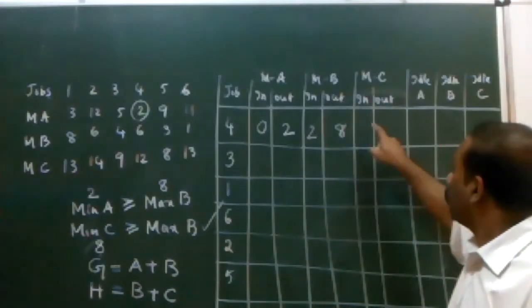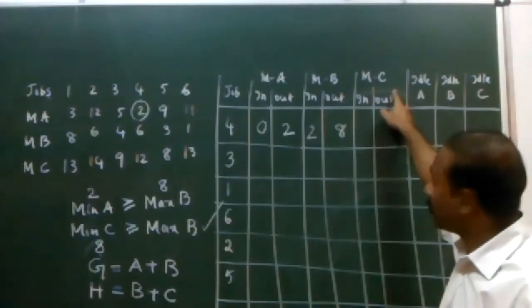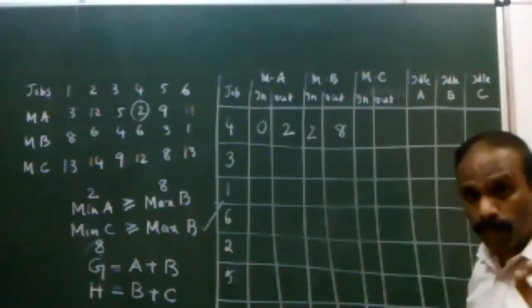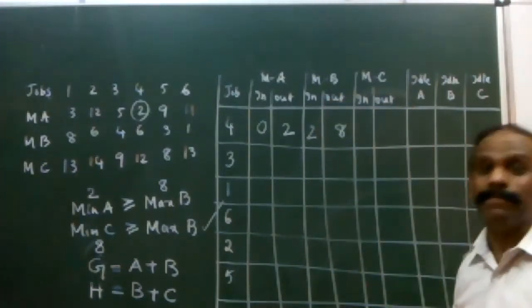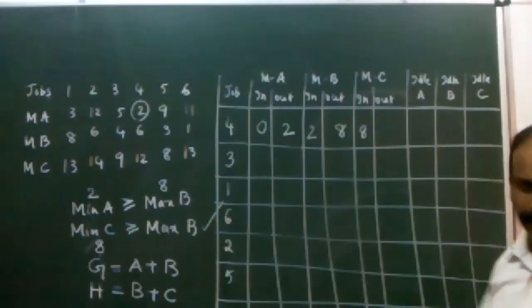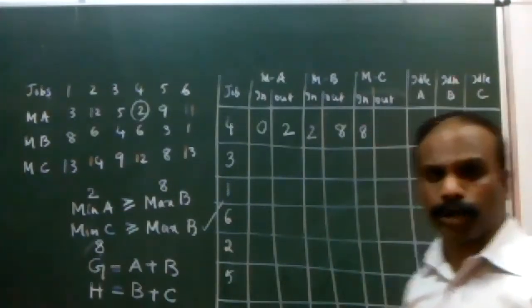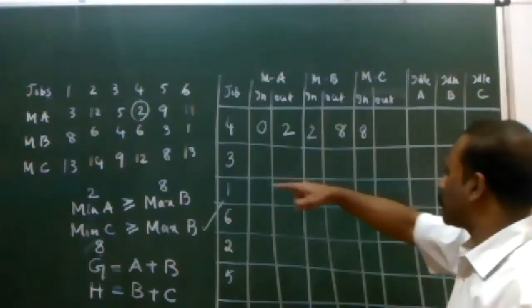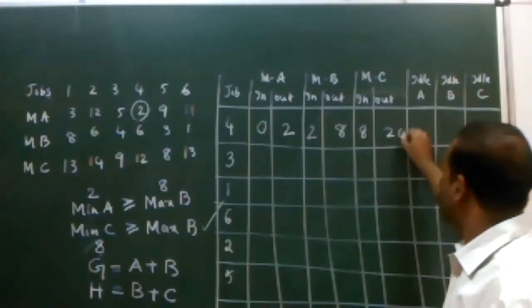Very good. Now machine C is dependent on machine B. That means machine C can start the job only once machine B is completed. That means I can only start at 8 minute or 8 hour. And what time does it come out now? 20, sir. Because 12 is the total time, 8 plus 12 becomes 20.